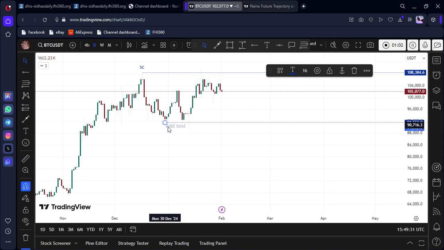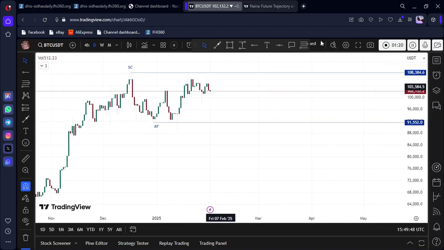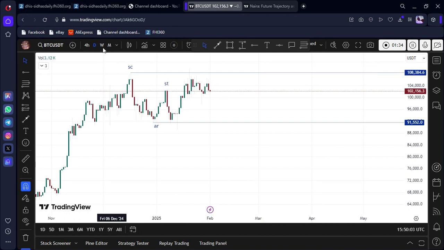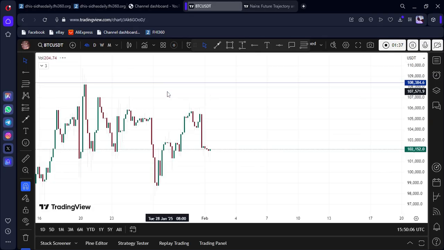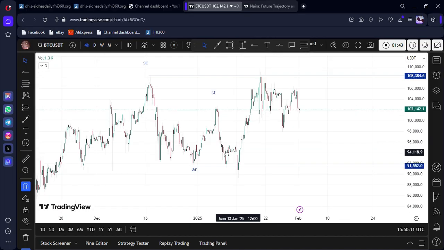Then this is my automatic rally, AR. Okay, so there is a lower wick here. So this is my automatic rally. So then this is my secondary test, which is ST. Okay, so this is my secondary test. Now I don't know if you can really see this so well, but when I go to a lower time frame, you're going to see a better representation here.